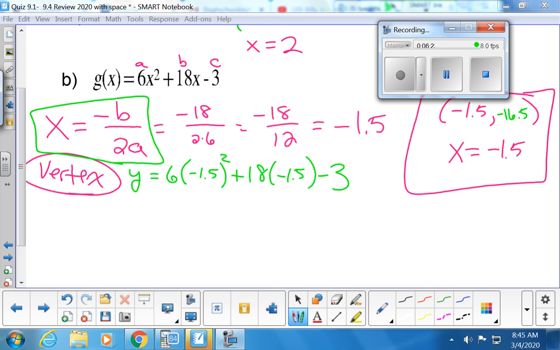Alright, so let me recap. The only reason we needed to use the fancy formula is we just couldn't find the vertex on the table because it was at a decimal location. So we used the vertex formula that will be provided to you: x equals negative b over 2a. b is 18, a is 6. We figured this out: negative 18 divided by 12 was negative 1.5. That was the x value. To figure out the y value, you just plug the x value in for x. You guys know how to plug things in and solve for y.